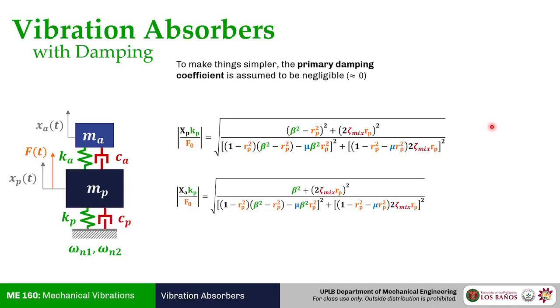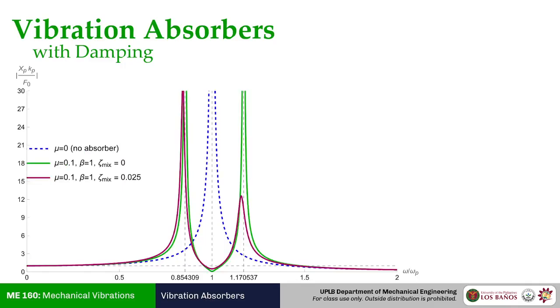Okay, so I have a curve. I want to know how it behaves. That's the more important one. How does this formula behave? Do I see a zero value for my magnification? Do I see an infinite value for my magnification? So okay, let's see. What happens if I increase zeta mix by just a little? This is the effect. Green was what we had before, no damping. And now this fuchsia or magenta colored curve is one with a little bit of zeta mix.